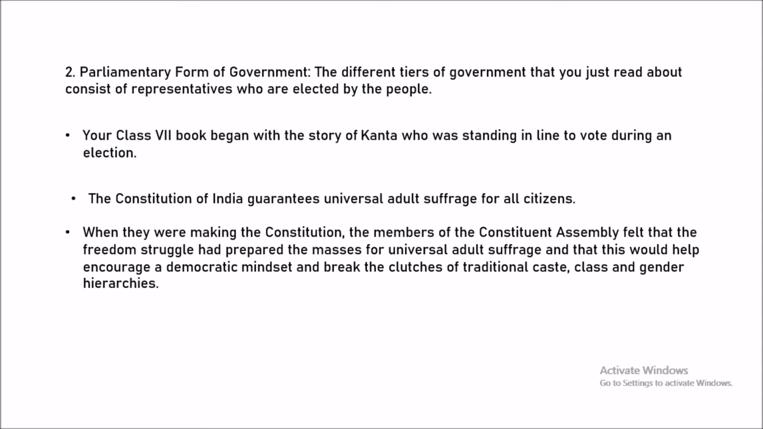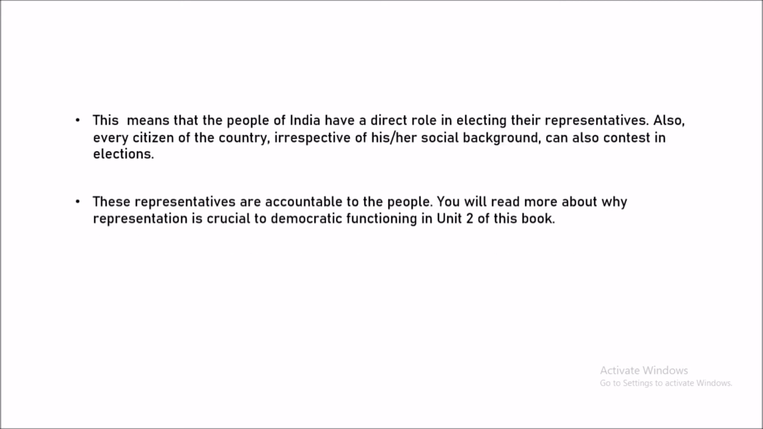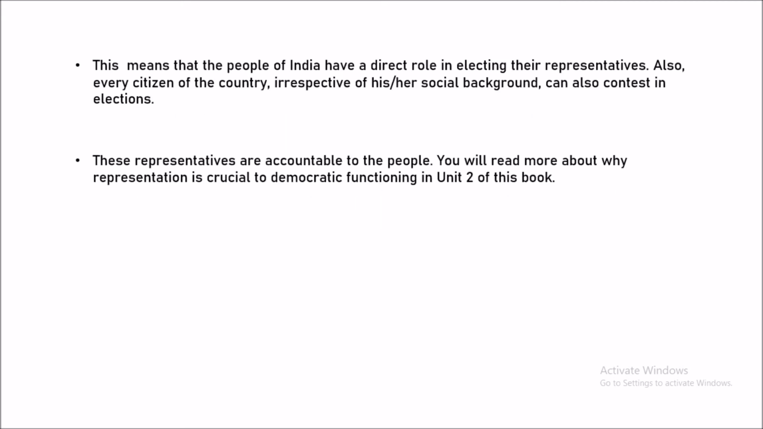These representatives at every level are accountable to people. Through elections, people decide the fate of the leaders. You will read more about why representation is crucial in democratic functioning in Unit 2 of the same book, which will continue further. That is the key feature of the parliamentary form of government and why the makers of the Constitution intended to have a parliamentary form of government.